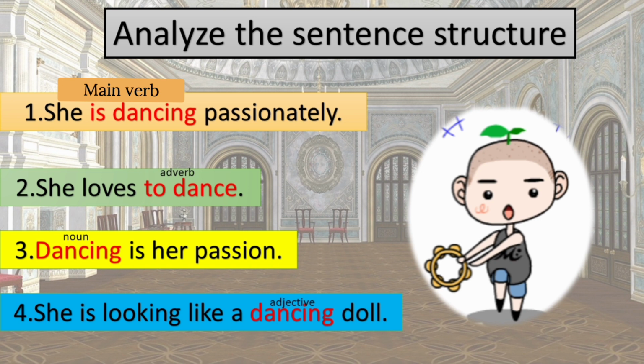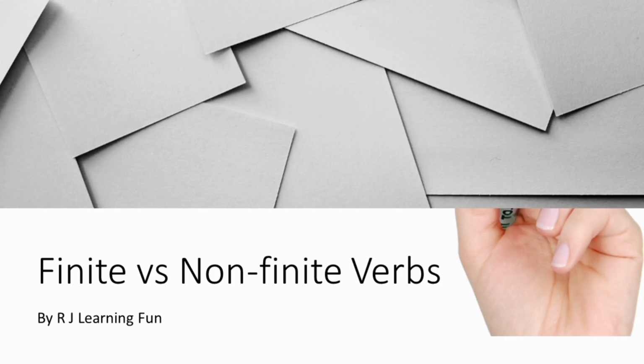Now you see, this one verb dance is used in so many different ways in different sentences. According to its structure and usage, a verb can be finite or non-finite. And that is our today's topic, the captivating word of finite and non-finite verbs.